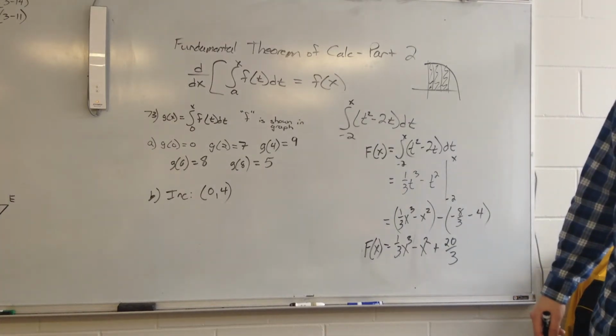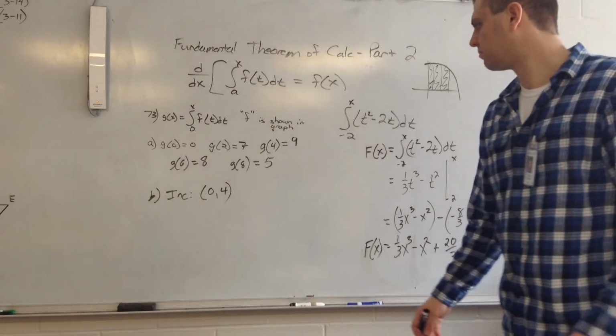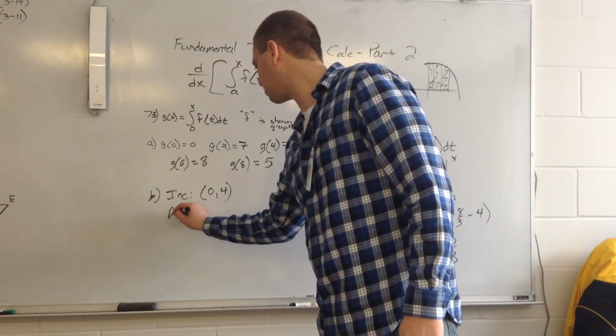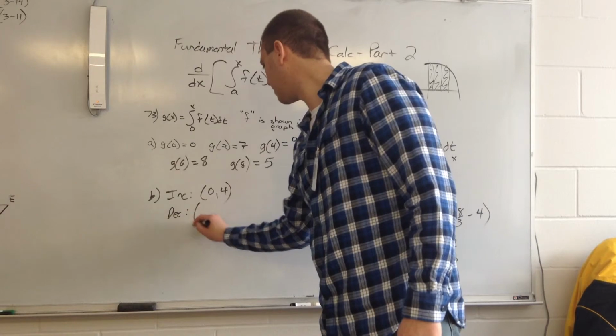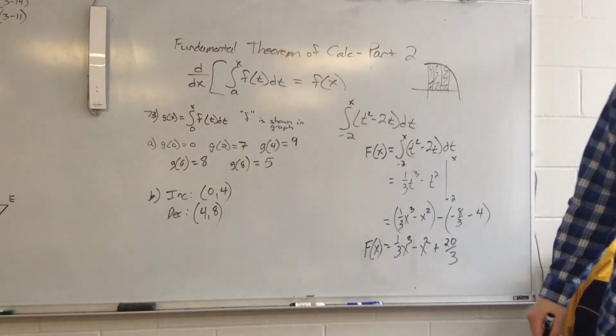Find the largest open interval on which G is decreasing, then. So you'd say it's decreasing from where to where? From 4 to 8.